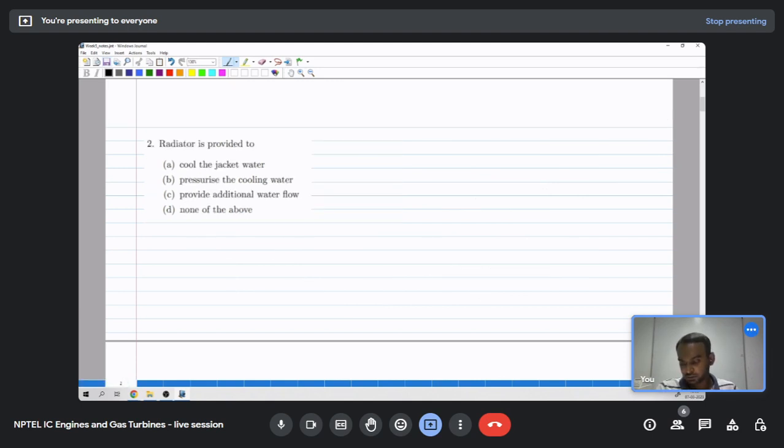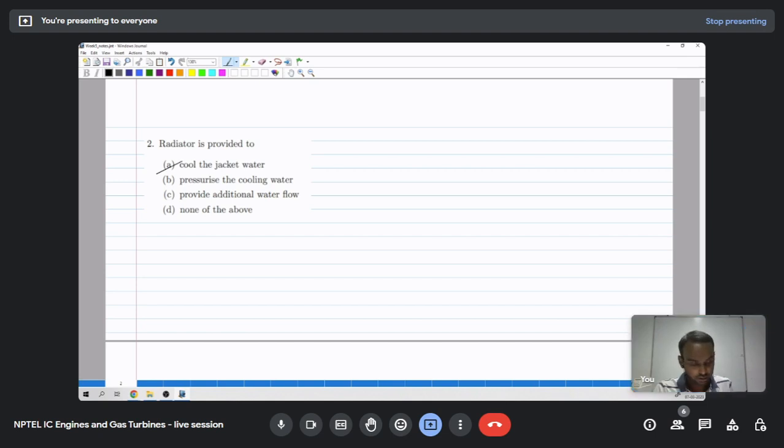Next question. A radiator is provided to cool the jacket water, pressurize the cooling water, provide additional water flow, or none of the above. Can someone answer? Option A. Sorry, I couldn't hear you. I think your voice is not clear. The radiator is provided to cool the jacket water.